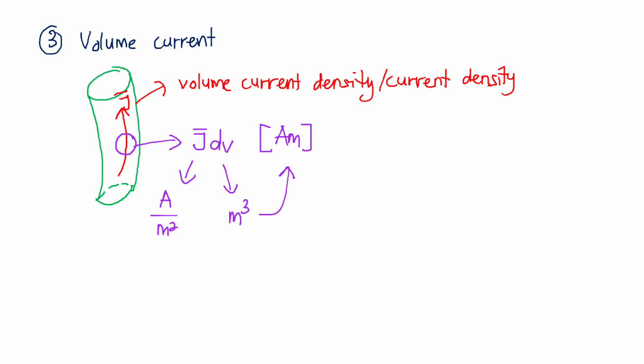So here we can conclude that I dl, JS dS, and J dV are all our sources for magnetostatic field.